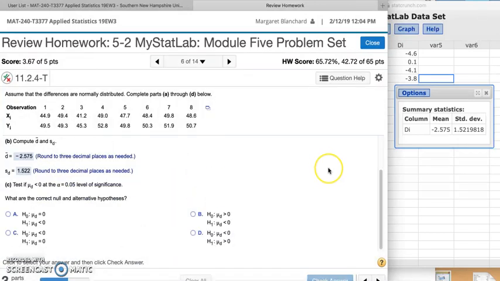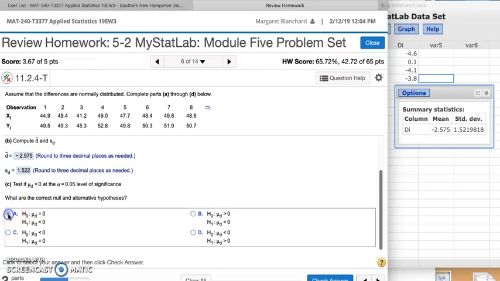There we go. Okay, test if the mean of the differences is less than 0 at the alpha equals 0.05 level of significance. What are the correct null and alternative hypotheses? So remember, our null hypothesis is always that the difference is equal to 0. That's never going to change. So we could really eliminate all of them just by that alone. But then we can see here that our alternative is what we're testing for. See that?